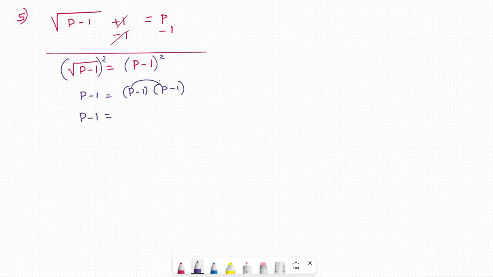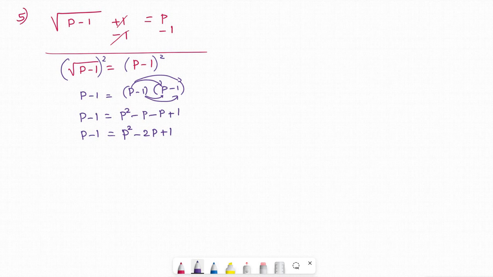We want to simplify that one. It's a FOIL, okay, like this way. So p times p, p squared, p times negative 1, negative p, and negative 1 times p, negative p, negative 1 times negative 1, that is positive 1. So it is p squared, negative p and negative p is negative 2p, plus 1, and the left side is p minus 1.